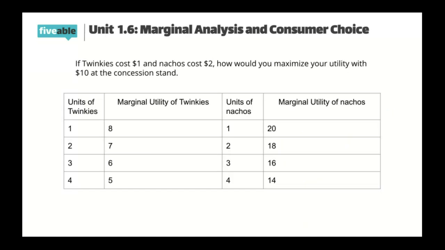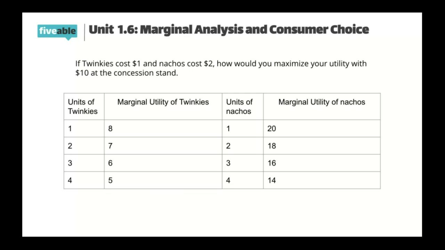In this situation, the marginal utility of that first Twinkie, unit of Twinkies 1, is going to be 8. Now what do we have to do? We have to divide that marginal utility by the price. So I'm going to take 8 and divide it by 1, and what do I get? 8. Nachos, on the other hand, one of those equals $2. So I'm going to take the marginal utility of 20 and divide it by $2. What is the marginal utility per dollar? 10.